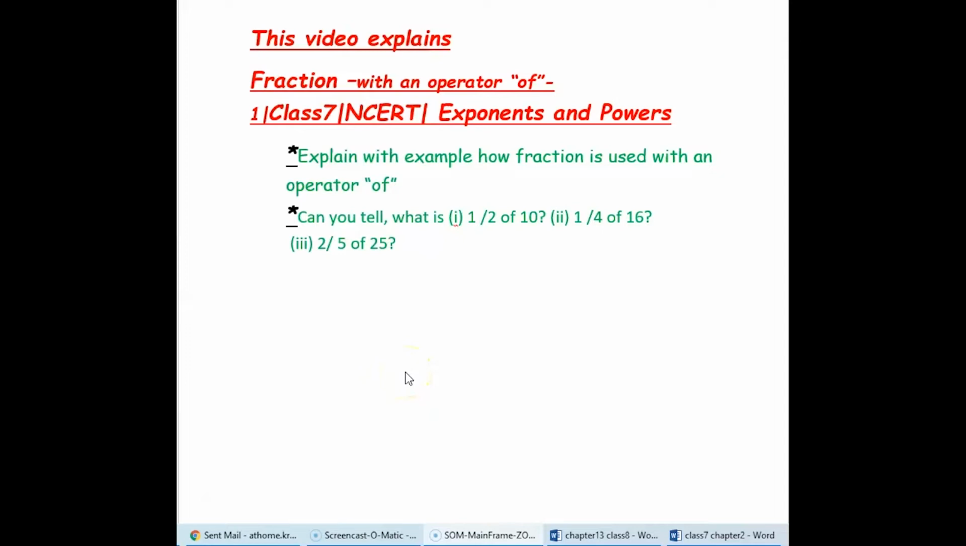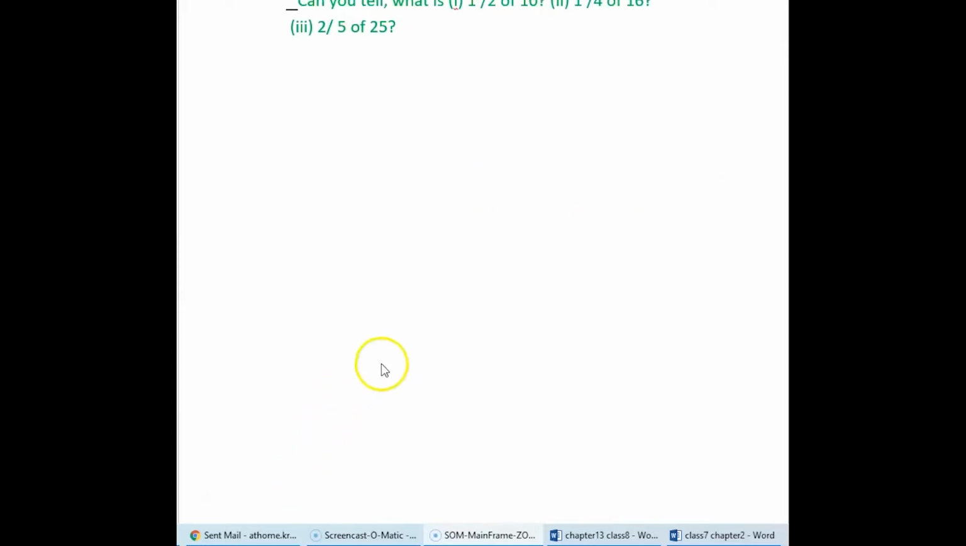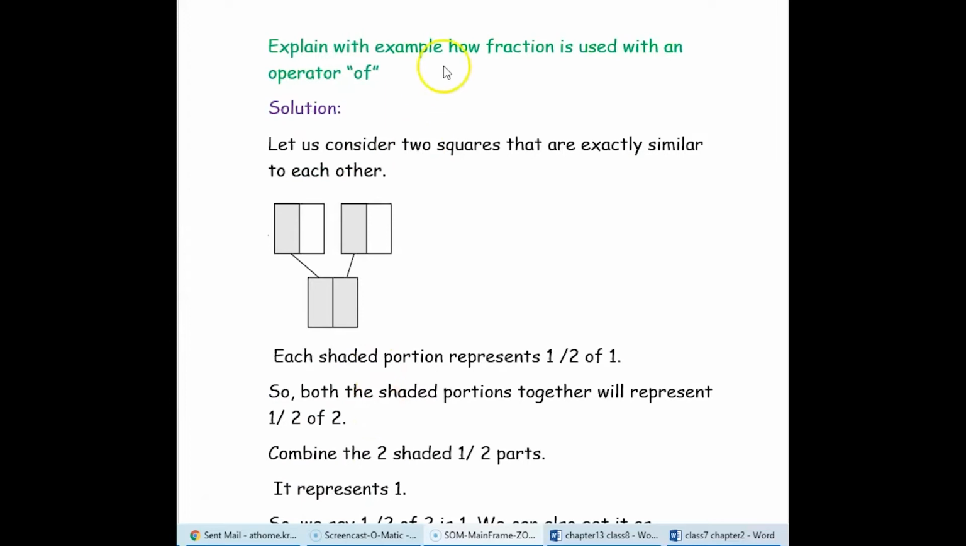In this video, we are going to see how we use the operator "of" with fraction numbers with a few examples. Our first question is, explain with example how a fraction is used with the operator "of". So now let us see how we use "of" with fraction numbers.